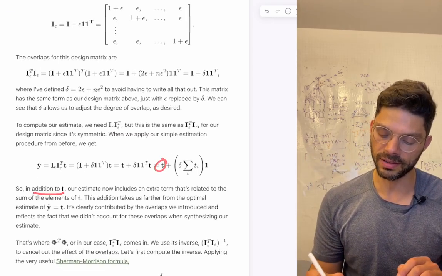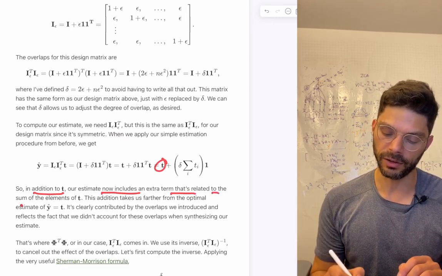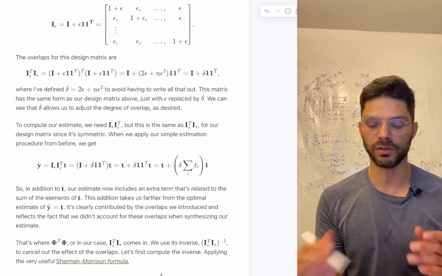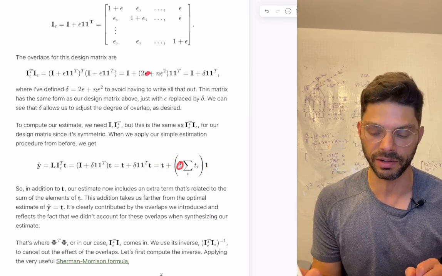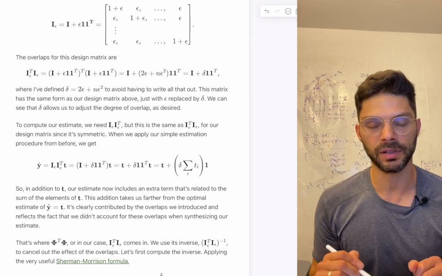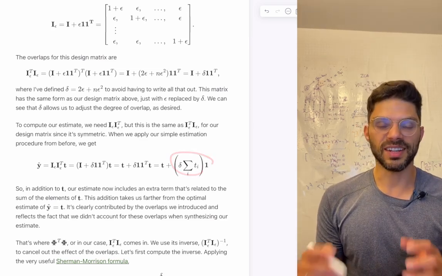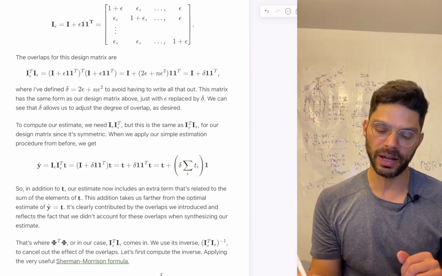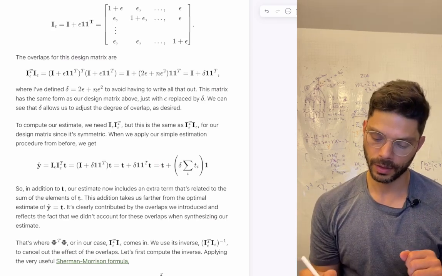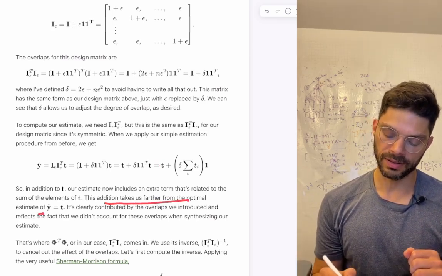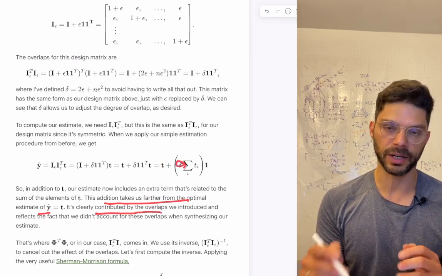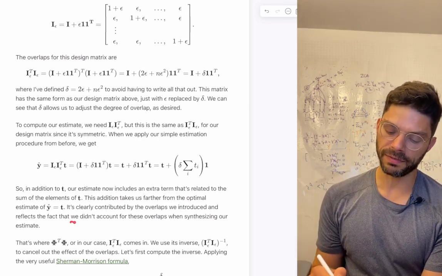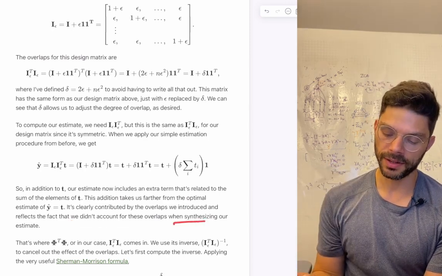So in addition to t, our estimate now includes an extra term that's related to the sum of the elements of t. So now we've got this additional thing hanging out. We just wanted t, but because of this, and remember delta is 0 if the overlaps are 0, and it increases as epsilon increases. So this overlap that we've introduced is now adding this additional term to our estimate. So we're getting farther from the solution. This addition takes us farther from the optimal estimate, and it's clearly contributed by the overlaps, because look at it, the delta is basically what's causing it. And it reflects the fact that we didn't account for these overlaps when synthesizing our estimate.